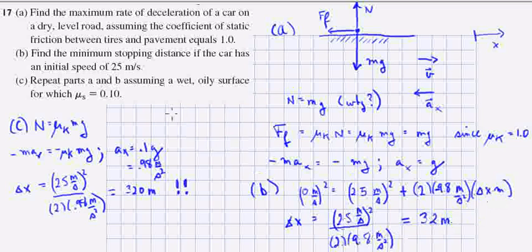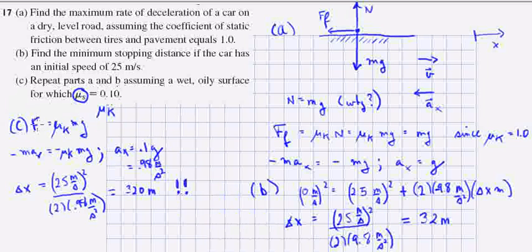Part C of the problem changes the mu to 0.1. Actually, this is a typo right here. This should be mu sub k, not mu sub static. The car's tires are moving relative to the road. So with that correction, mu sub k equals 0.1. We can, let me change this again. It looks like I've made another typo here.